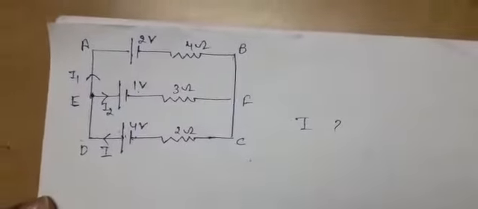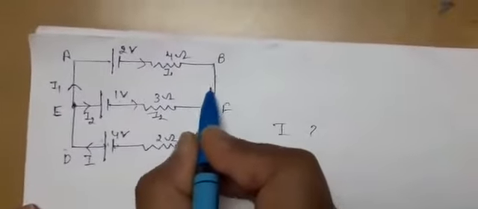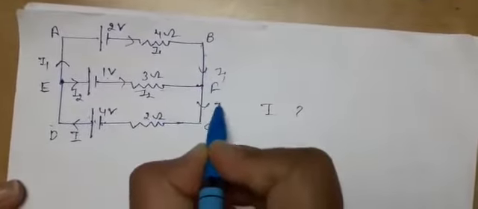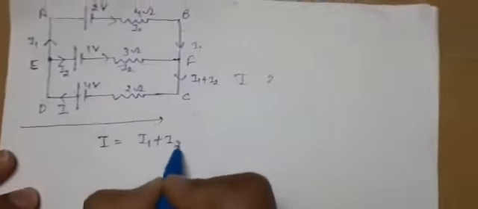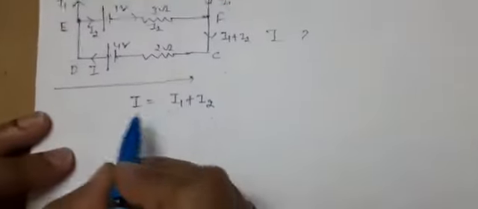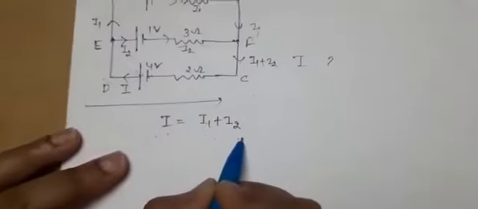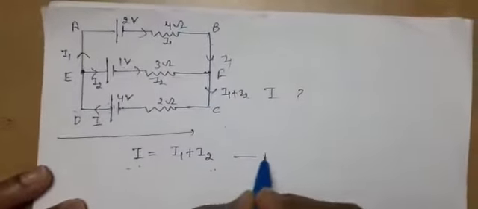The second step is to identify the direction of current. Here I1 is flowing through the 4 ohm resistor and I2 is flowing through the 3 ohm resistor. At this point F, I1 from here and I2 from here meet, so it is I1 plus I2. Basically, the current I is divided at point E and combined at point F. As per Kirchhoff's first law, the current entering a junction is equal to the current leaving the junction.